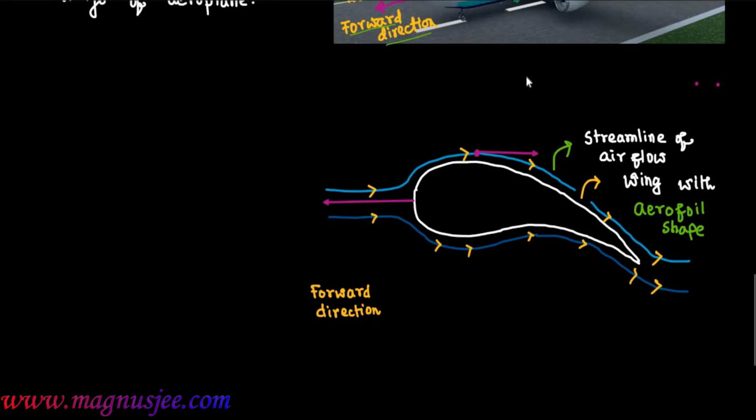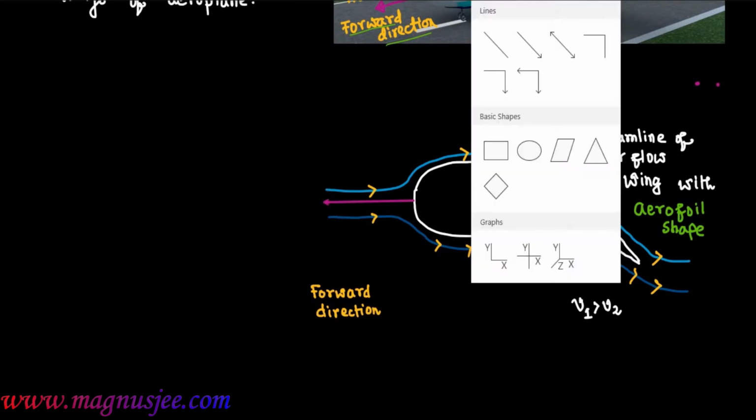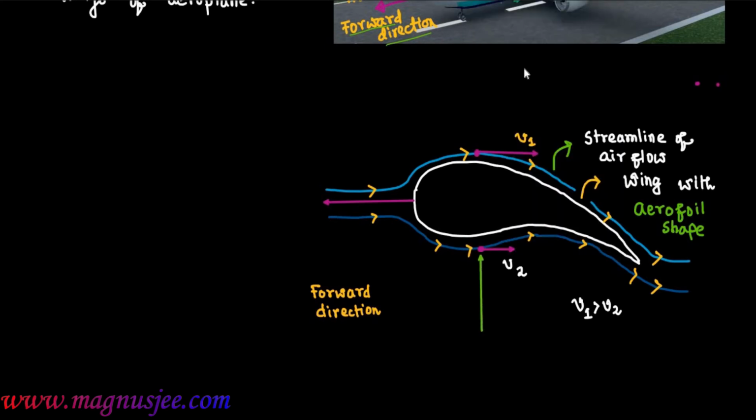Velocity, the tangential velocity of airflow on the streamline touching the upper surface is v1, and similarly v2 is the velocity of airflow on the streamline touching the lower surface of the wing. And here v1 is greater than v2, that means the velocity of airflow touching the upper surface of the aeroplane wing is greater than that of the lower surface.